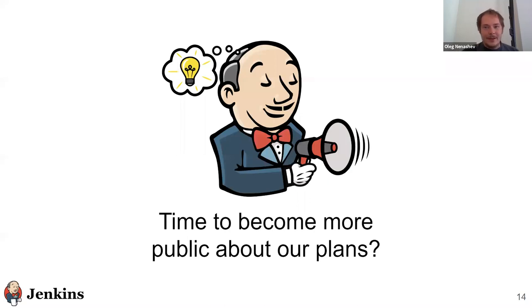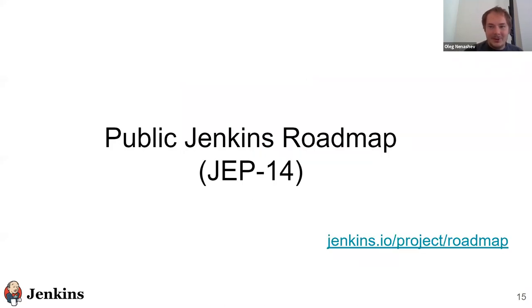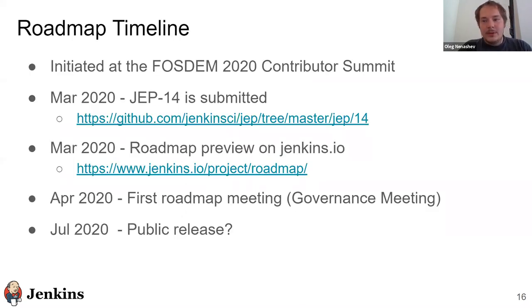Exactly. Okay, let's move on and let's finally talk about the roadmap. So yeah, a public Jenkins roadmap is a way which could improve visibility of initiatives happening in the community. We started discussing a public roadmap for real at the FOSDEM 2020 Contributor Summit in Brussels. It was in February. Before that, at the Contributor Summits, we were implicitly discussing roadmaps, like where Jenkins goes, etc. But we haven't ever put effort into communicating a wider roadmap.